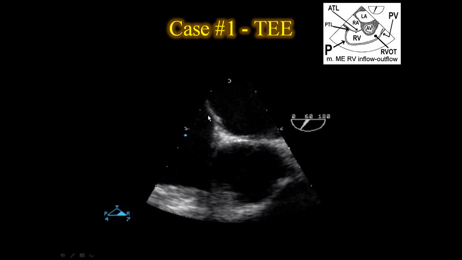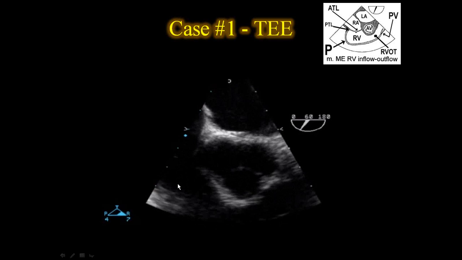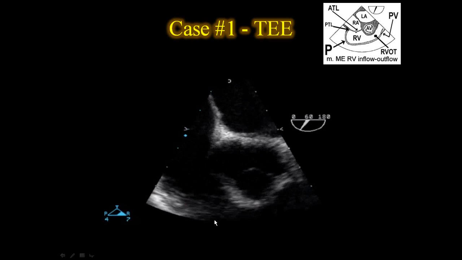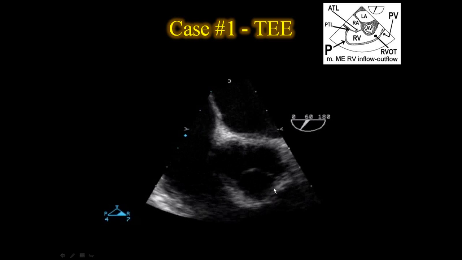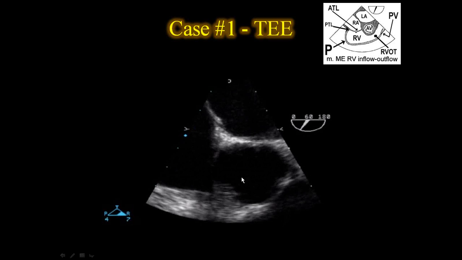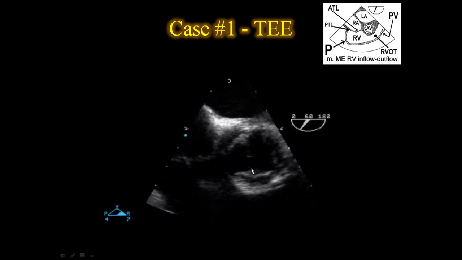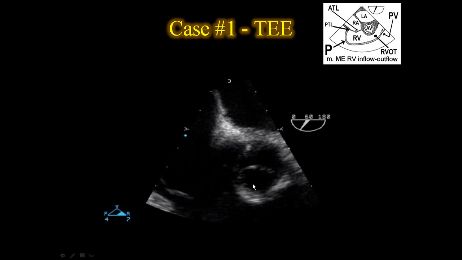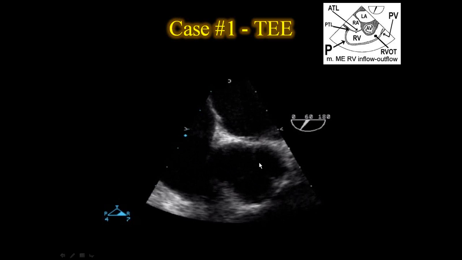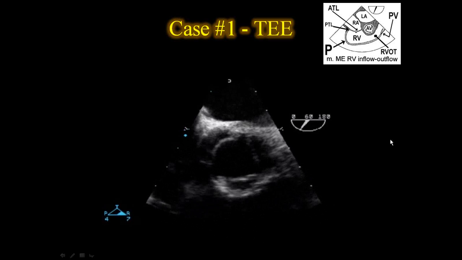This is the interatrial septum. This is the left atrium. This is the right atrium. You can see a portion of the tricuspid valve here. And this is the right ventricular outflow tract here. And all these structures appear to wrap around the aortic valve. Here we're looking at the non-coronary aortic cusp, the left coronary cusp and the right coronary cusp. And there's no indication that there is any dissection involving the aortic root here.